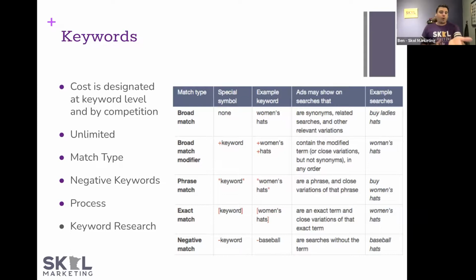That's why your match type, which is essentially just talking about the type of keyword, is going to be important, because we want to make sure that Google firmly understands what we're trying to communicate. And this little graph here hopefully can show you that. A lot of people just start with broad match. If I type in women's hats, I can get any synonyms. I can get related searches, other relevant variations.